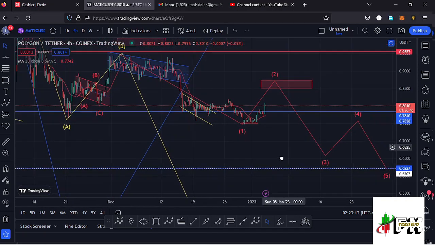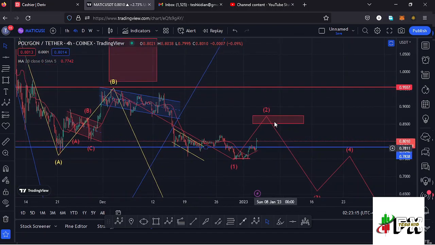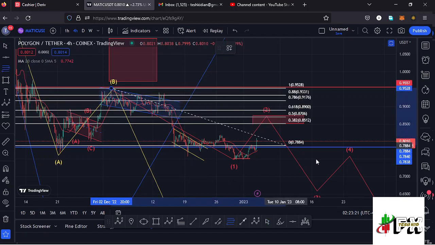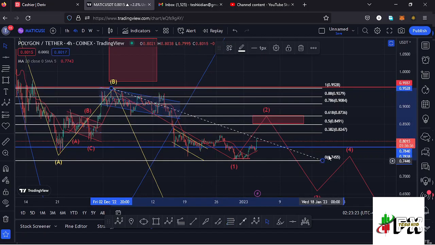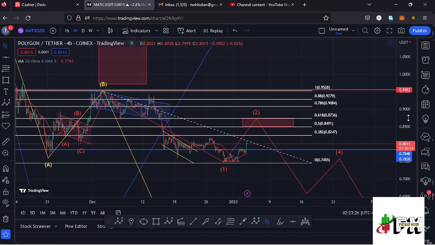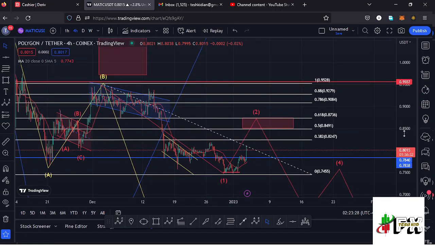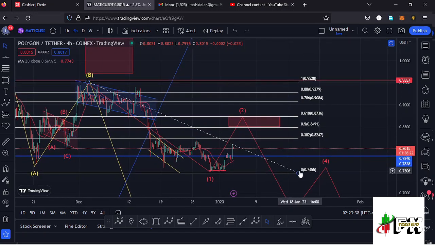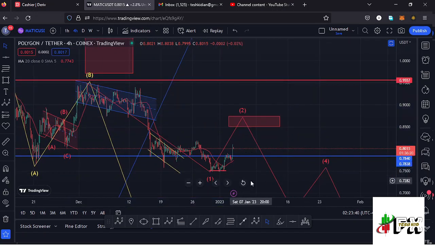And sketching out a minimum target area to the upside in the formation of this wave 2, I used the Fibonaccis, connecting them from the high of the wave A to the low of that wave A, and that gave me a minimum target area to the upside in the formation of that wave 2 between the fib level 0.618 and the fib level 0.5, which lies between the $0.8736 mark and the $0.8491 mark. That is the minimum that I'm expecting that second wave to the upside to do.